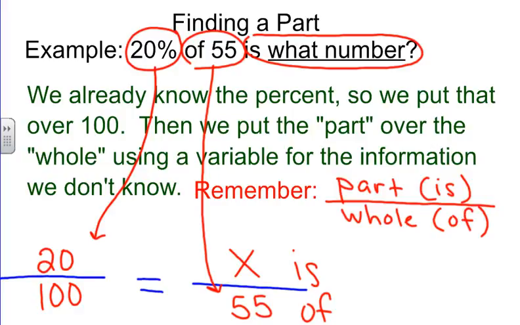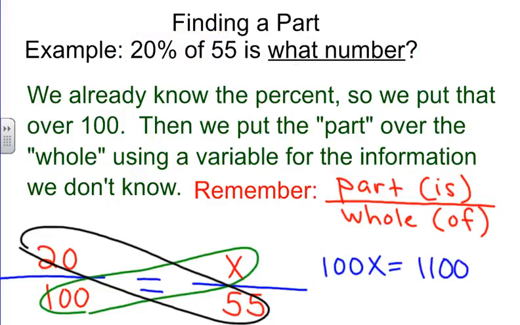So let's now cross multiply and find our answer. Okay, when we cross multiply, we get 100x equals 20 times 55, which is 1100. Now we have to solve for x. To do that, we divide each side by 100, and we will get x equals 11. So, 20% of 55 is 11.